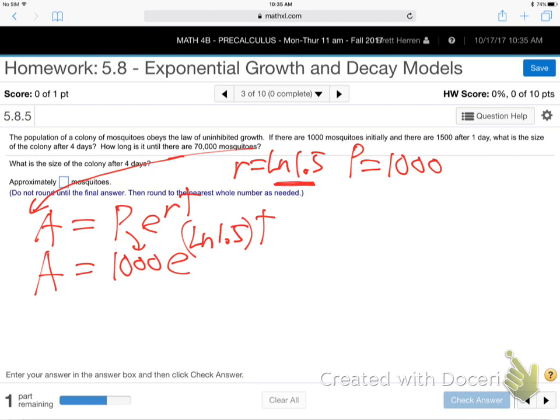And now they're asking how long, that's T, T equals what? How much time until there's 70,000 mosquitoes? Where do I put the 70,000? That's the A. You want the amount of mosquitoes to grow, like money in the bank, but not quite as nice. You want the amount of mosquitoes to grow to be 70,000.